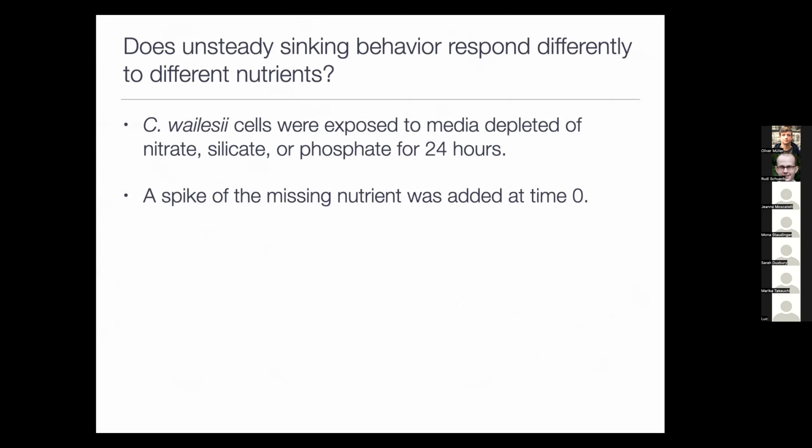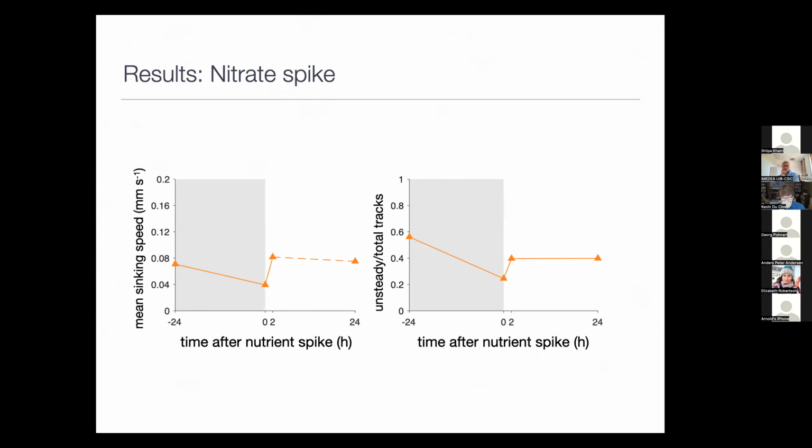Next, we looked at whether unsteady sinking behavior responds differently to different nutrients. We exposed diatoms to nutrient media that was depleted of just one nutrient, nitrate, silicate, or phosphate, for 24 hours. Then we added a spike of the missing nutrient at time 0. Here's the result for nitrate. At time -24 hours, we put the diatoms in media that was replete in all nutrients except nitrate. Over 24 hours, the mean sinking speed gradually decreased. Then at time 0, we added nitrate, and in the next 2 hours, the mean sinking speed greatly increased and unsteady sinking increased as well.